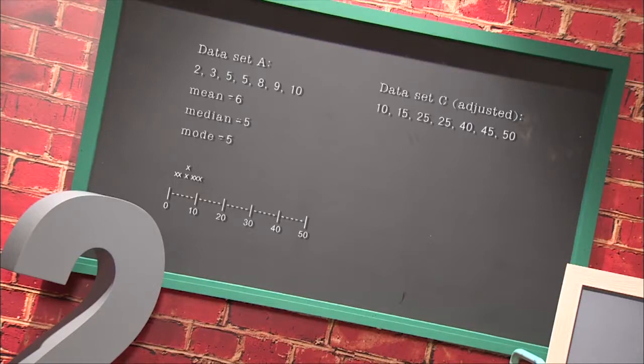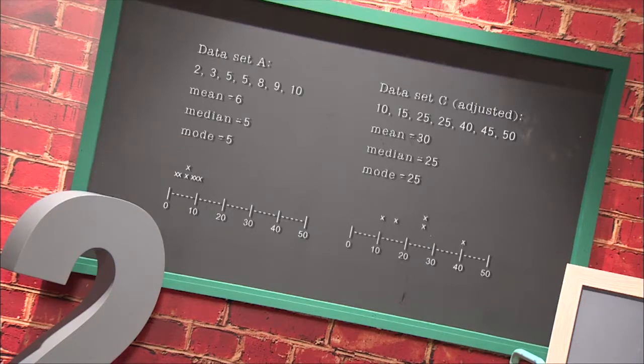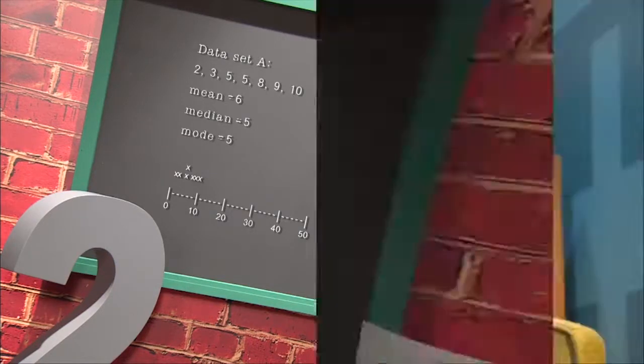Due to the changes made to the items, the new mean is 30, the new median is 25, and the new mode is also 25. The new items look like this when plotted on a number line. What are the relationships between the mean, median, mode, and the original averages now that each item has been multiplied by 5?